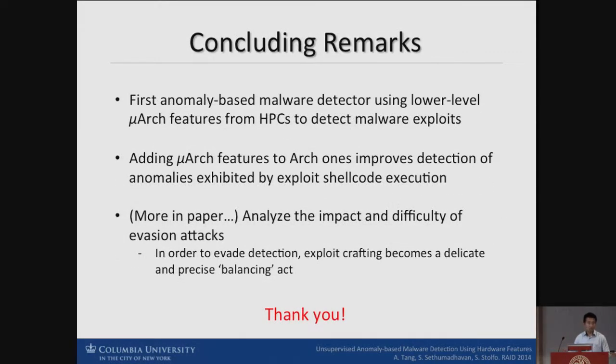To wrap up, this is the first anomaly-based malware detector or sensor using lower-level microarchitectural features from the performance counters to detect malware exploits. We have seen that adding microarchitectural features to the architectural ones improves the detection of anomalies exhibited by the exploit shellcode execution. We have more details in the paper that describe and analyze, quantitatively and qualitatively, the impact and difficulty of evasion attacks. So much so that for an attacker to evade detection in a mimicry attack, for example, the exploit crafting becomes a delicate and very precise balancing act.